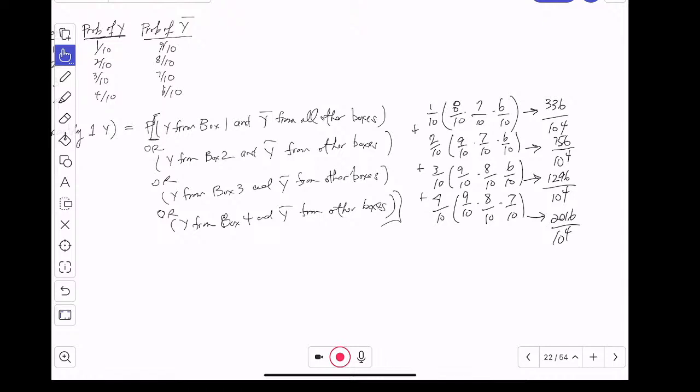So you add it up. You add those all up. And sum the numerators. You get 4,404, and the denominator is always the same. And you get the answer, 0.4404. How's that? How's that explanation?